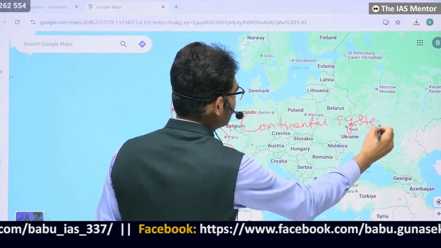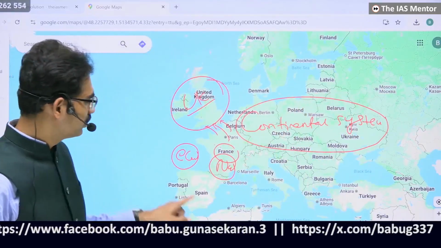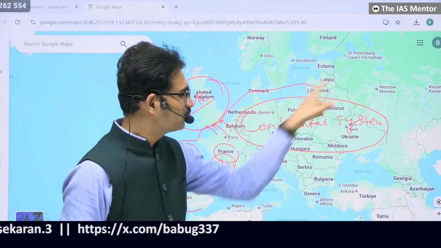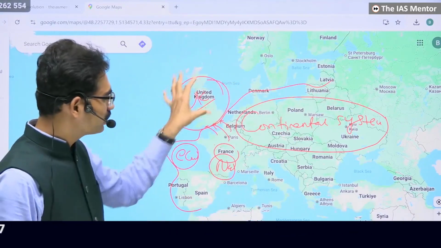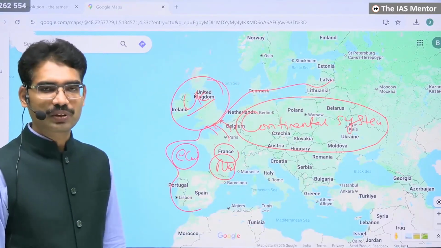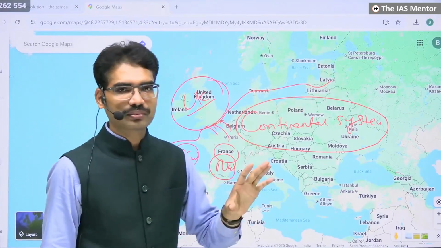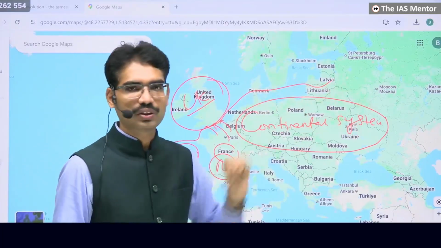With the Continental System, what is the meaning? He wanted to wage economic war, a trade war. He told every person within Europe to take his permission to import from the United Kingdom. If I don't give permission, nobody should import anything; export and import is completely banned. This is called the Continental System. Whoever violated it, he would punish his own people within Europe.